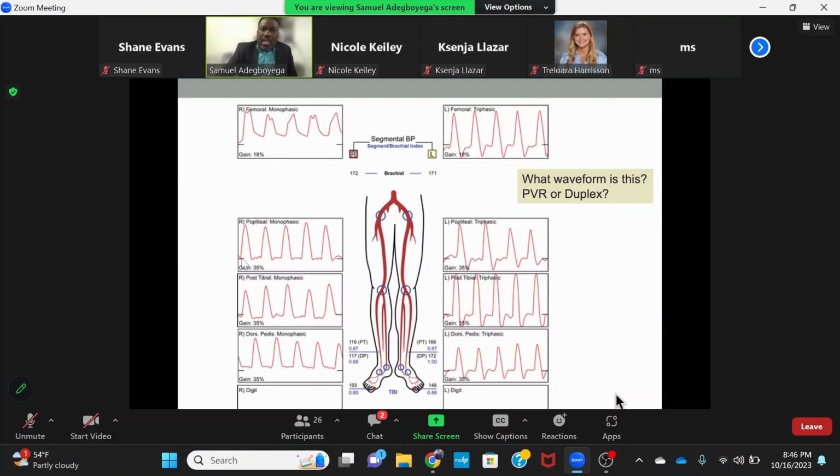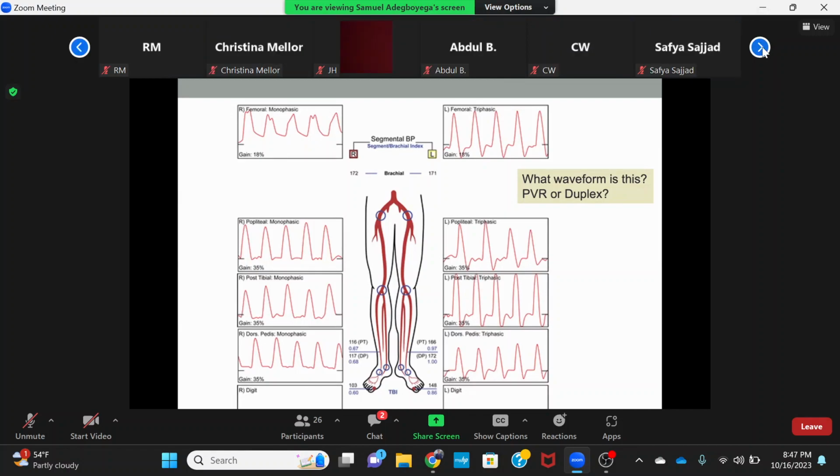How about Alexia? Alexia, are you here? Yes. Hi, Alexia, how you doing? Good. How are you? So let's look at this waveform together, okay? Do you think this waveform right here or right here, which is the same thing, by the way. Let's look at this one. Is this waveform PVR or duplex study?